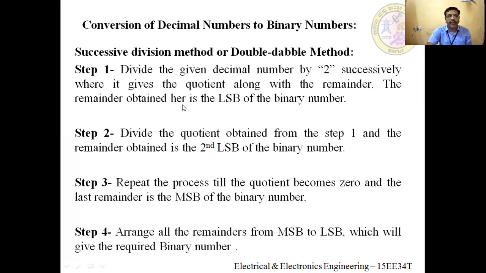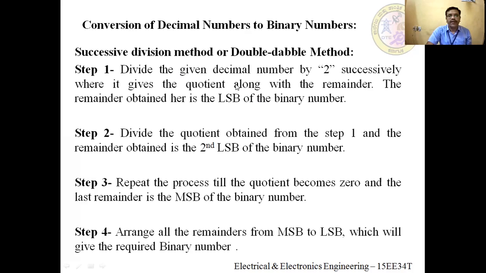The remainder obtained here is the LSB of the binary number. So in step 1, you have to take the given decimal number. The given decimal number is divided by 2 for the first time. When you divide the given decimal number by 2, we get 2 parameters. Number 1, quotient, and second one, remainder. The remainder obtained in step number 1 will be the LSB of the binary number.